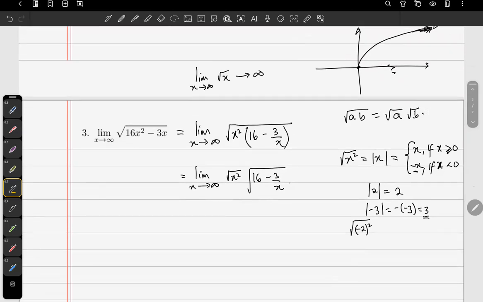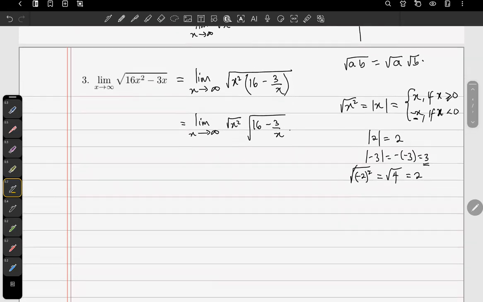So when you look at the square root of negative 2 squared, we cannot just cancel the square root and the square, because that will give us negative 2. But we already know that the range of the square root function is positive, so it is not possible for us to get a negative answer. This is the square root of 4, and the square root of 4 is definitely 2. Also, a common mistake that people make: the square root of 4 is not equal to plus or minus 2.